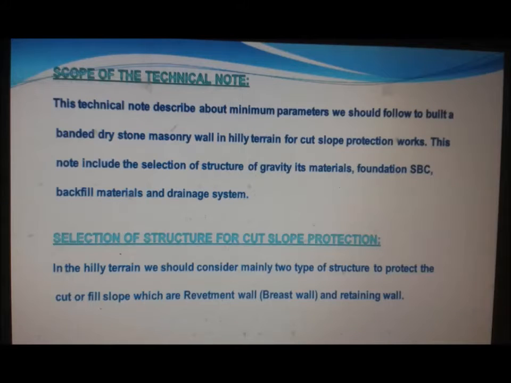Number 1, scope of the technical note. This technical note describes the minimum parameters we should follow to build a banded dry stone masonry wall in hilly terrain for cut slope protection works. This note includes the selection of structure of gravity, its materials, foundation SBC, backfill materials and drainage system.